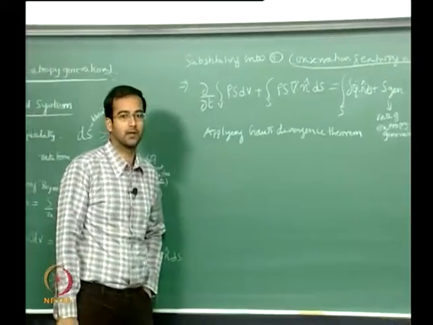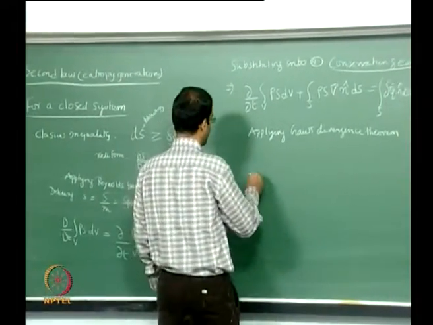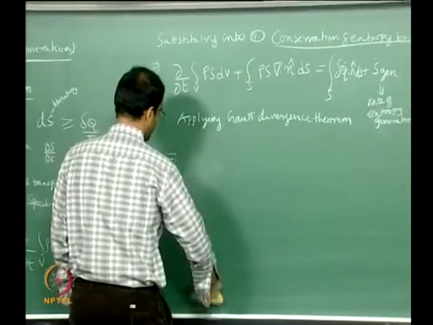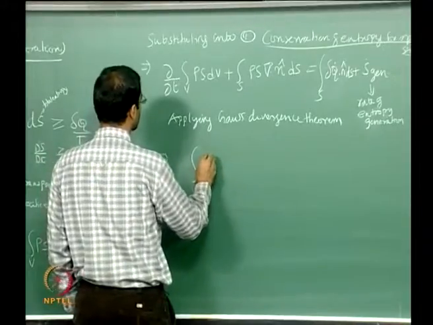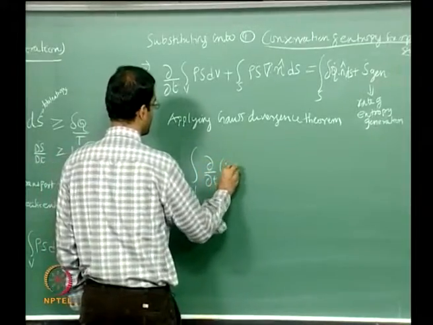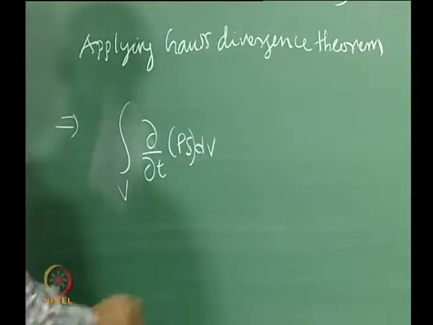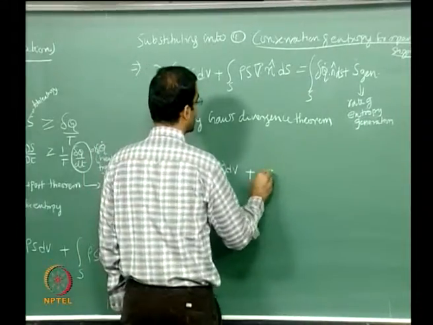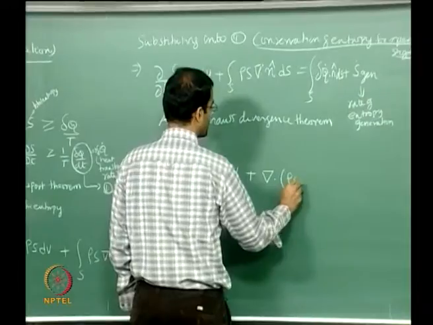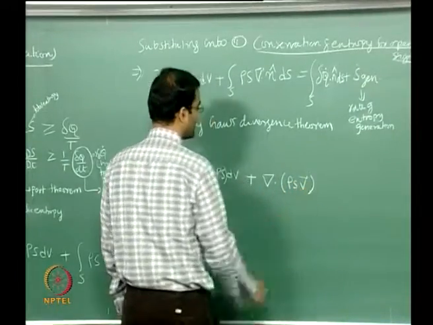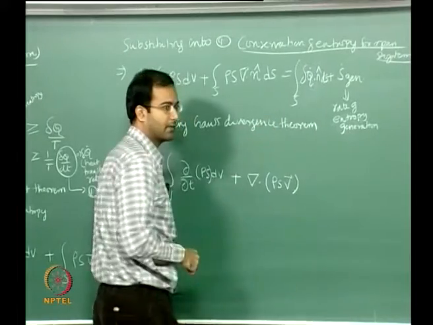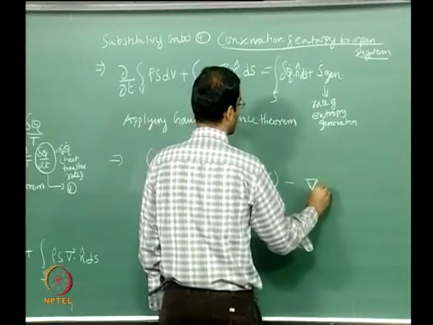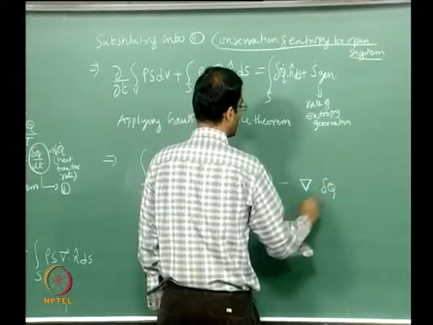Now all the surface integrals can be converted to volume integrals by Gauss divergence theorem, and therefore we can further put this, I can take the integral over V out, so d/dt of rho s dV plus this will be again a divergence operation right here. This will be del dot rho s V, and I am going to bring this to the left hand side here. So this will be again minus del dot q.